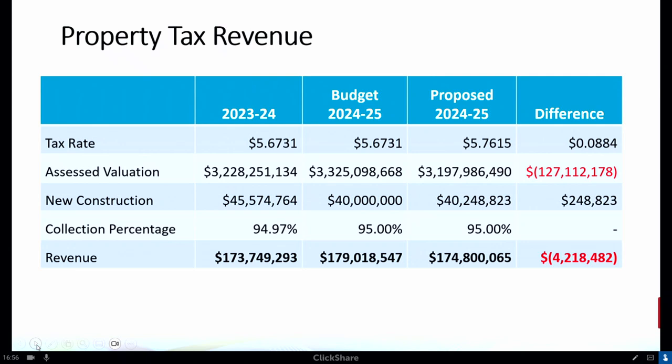We had budgeted an increase in our property taxes, and you can see we did not meet that amount. Our new construction was pretty close to what we had, right around 40 million. It came in at 248 million. But the revenue we had budgeted for this current 24-25 school year was right over $179 million. You can see this is a significant decrease, even with a slight bump in the tax rate, because of the decrease in the assessed valuation. You can see there that our revenue is $174.8 million, and that is a $4.2 million decrease over what we had budgeted for the current 24-25 budget.